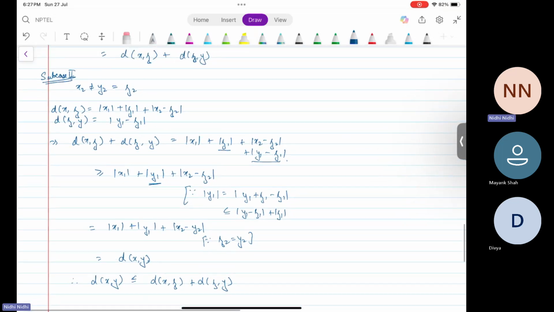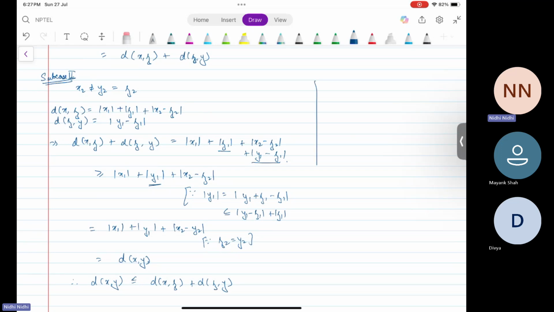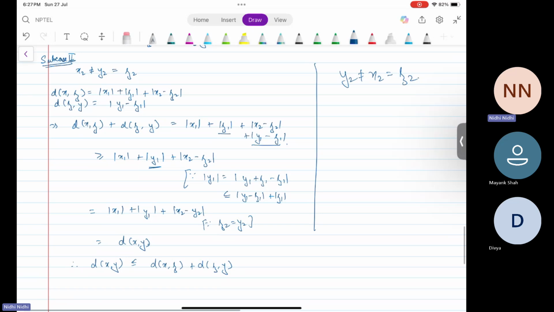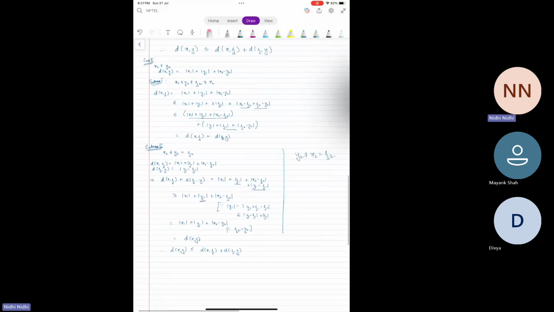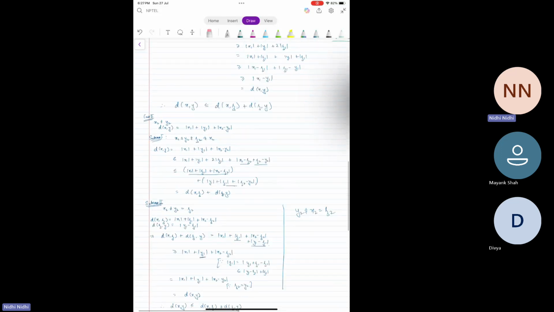Similarly, I would like you to try the third case where we have x2 not equal to y2, and that should be written as y2 not equal to x2, but this is equal to z2. The things will be exactly similar to subcase 2, just that we'll be replacing x by y. So I hope you can try this part. If you have any doubt in whatever I did right now, or if you find anything wrong, please let me know. Maybe I have made some mistake.